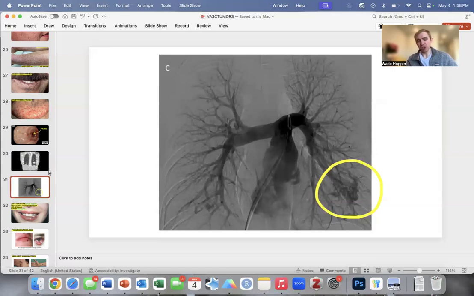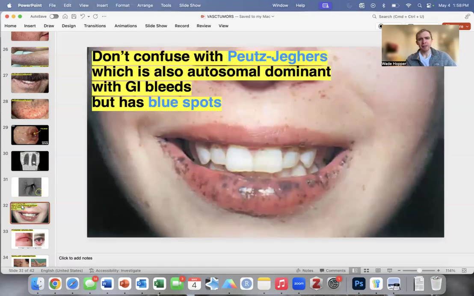This is a really cool shot. But you can tell that there's just abnormal filling down there on the left lower side. And finally, don't confuse Osler-Weber-Rendu with Peutz-Jeghers syndrome, which also involves the GI tract and also has spots on the lip and also is inherited in an autosomal dominant fashion.